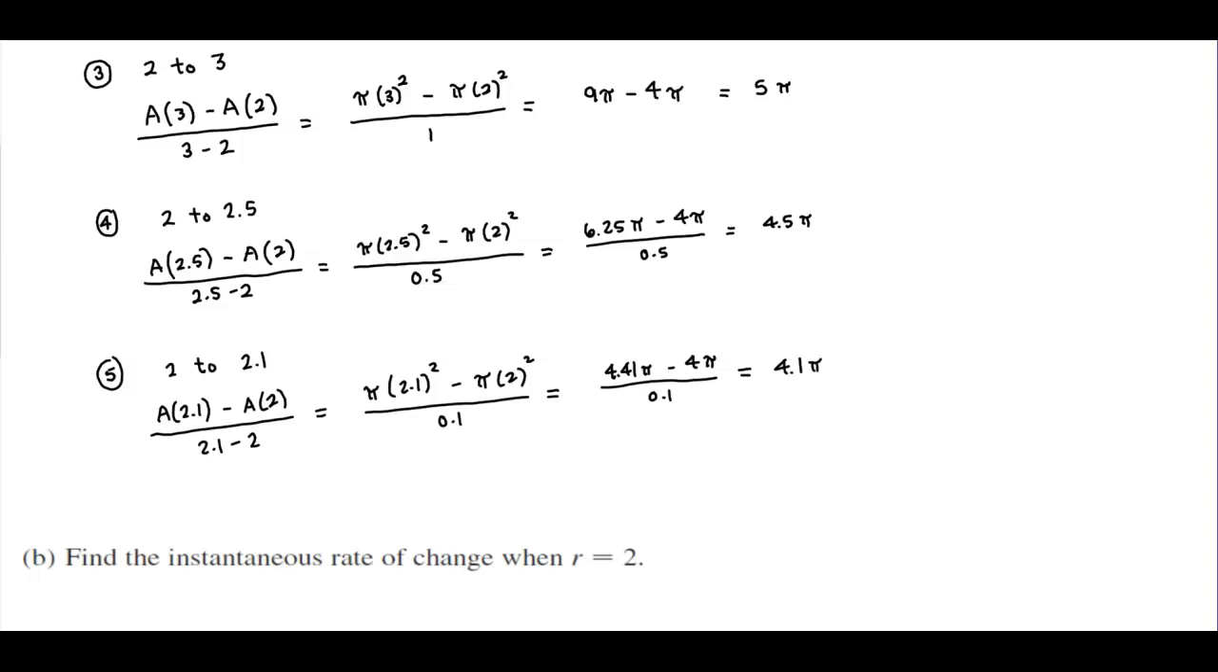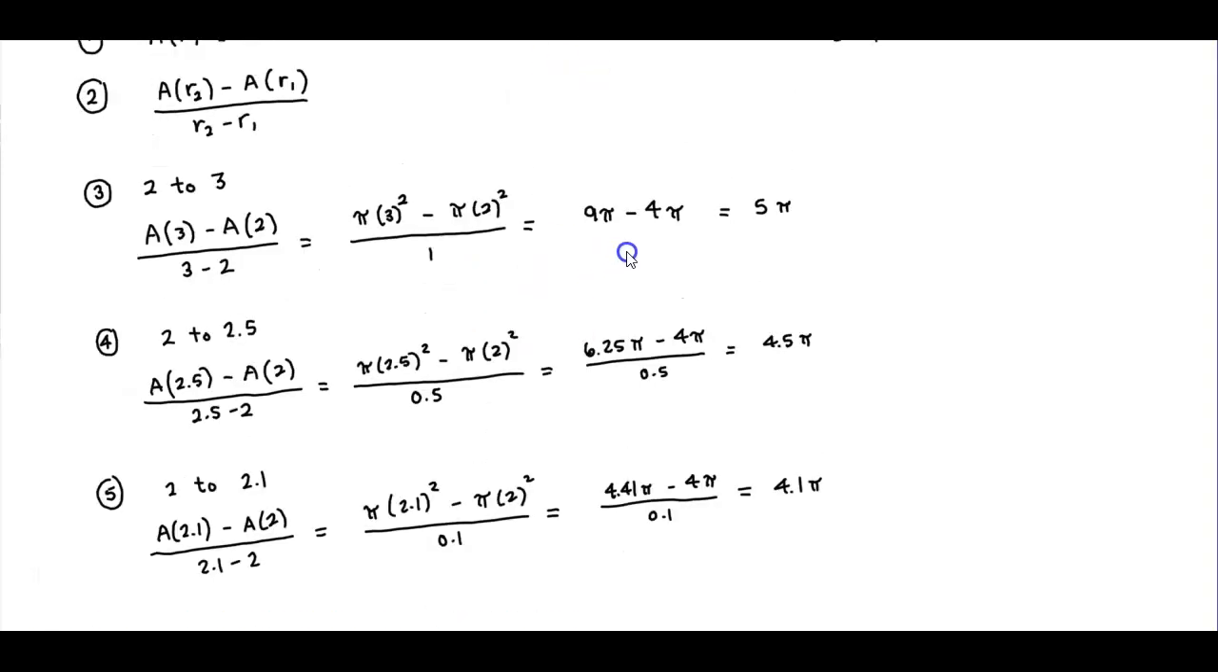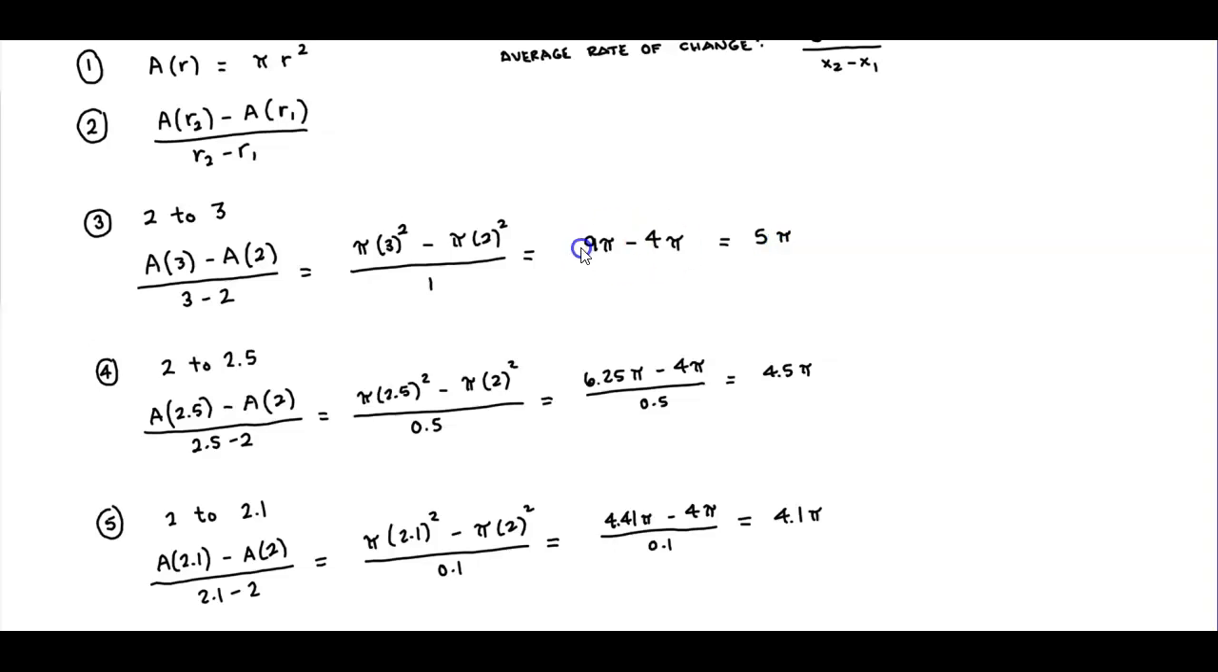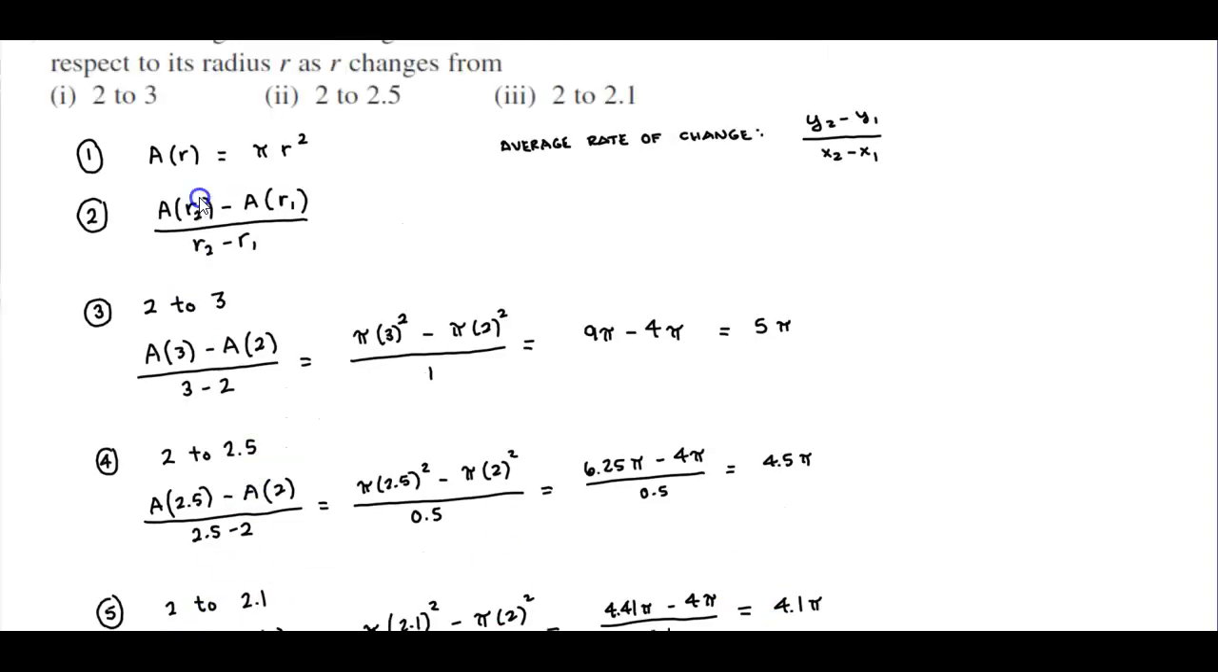So I want you to notice here that we're going from 5 pi to 4.5 pi to 4.1 pi. So it's getting smaller and smaller as the increments get smaller and smaller, according to part A.